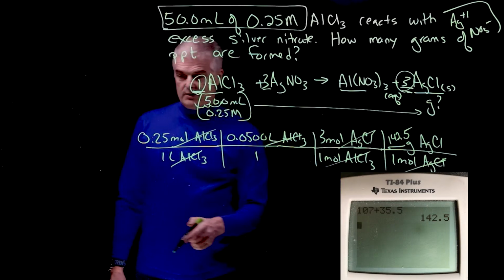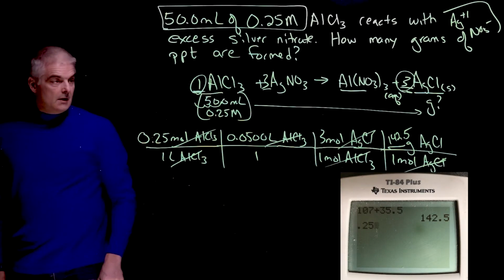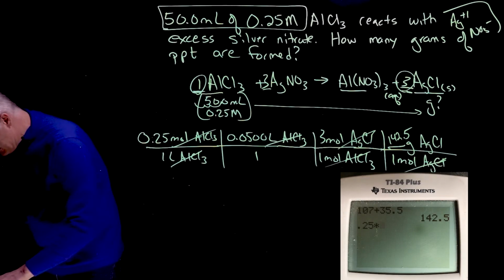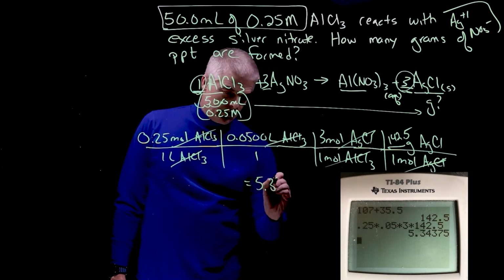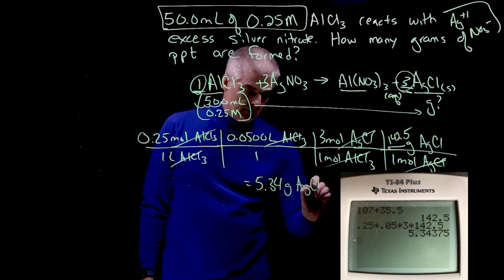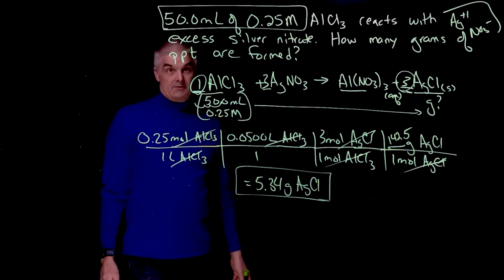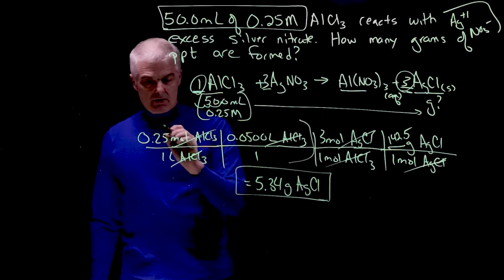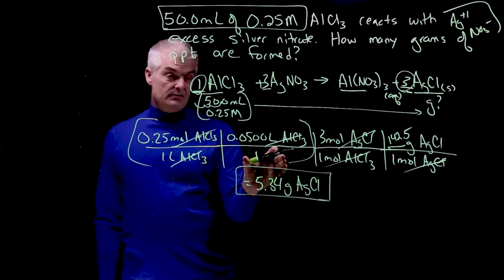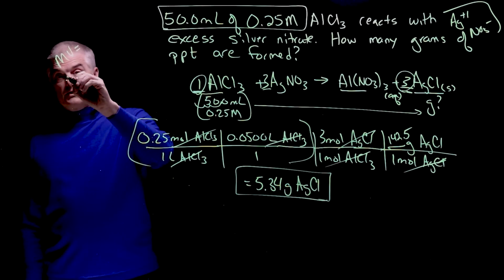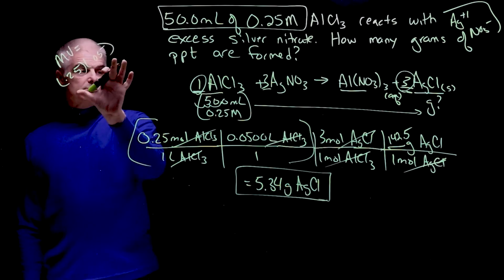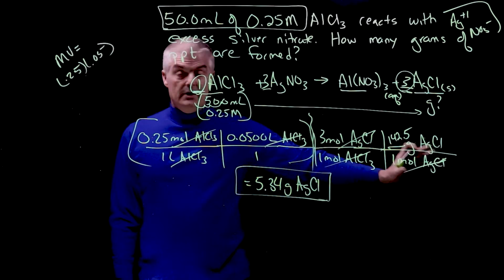Now, big stoichiometry thing, I'm going to take 0.25 times 0.05 times 3 times 142.5, and that gives me 5.34 grams of silver chloride. That's the answer. Notice it's just adding a sort of big stoichiometric line to M times V. I started with M times V. Oh, by the way, another way you could have done this, you could say MV equals moles, and I could have said M is 0.25 times 0.05. That's my moles, and then I could have started here with that number and moved on.